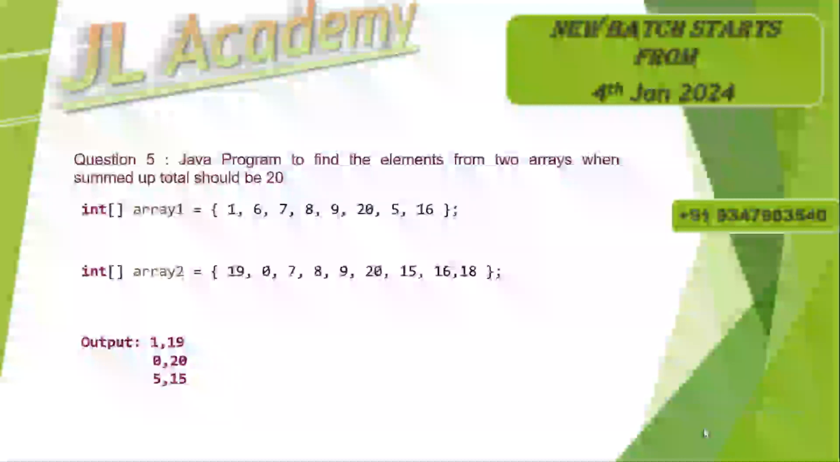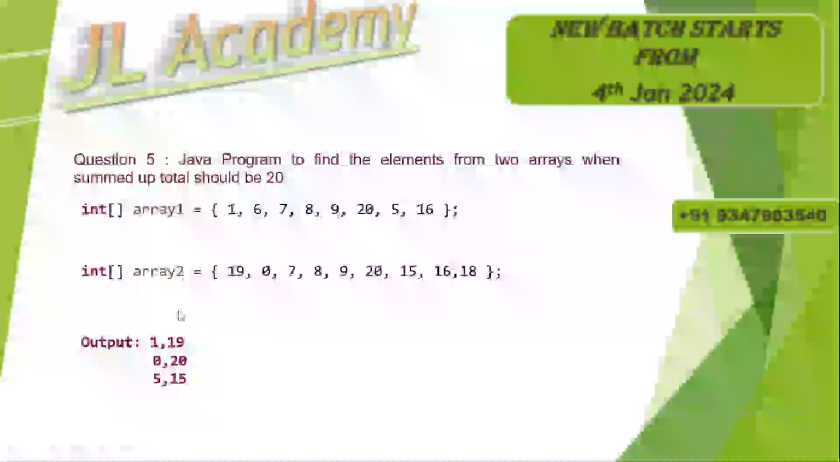So I'm repeating the question. I have to take one element from array 1 and sum up with array 2. When I sum up, my output should be 20. If that is the case, then I have to print those two elements as output. For example, if I sum up 1 with 19, it becomes 20. And again, is there any other combination? 20 with 0 is also valid, and 5 with 15, like that.